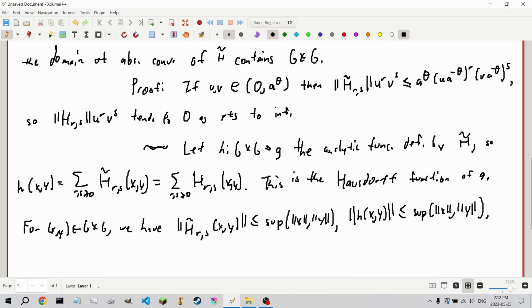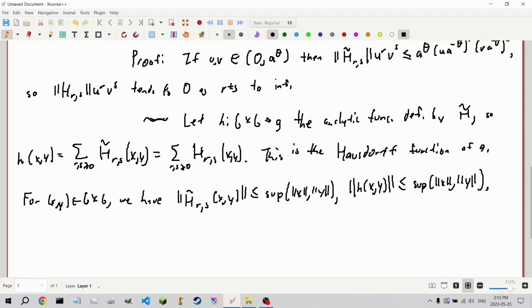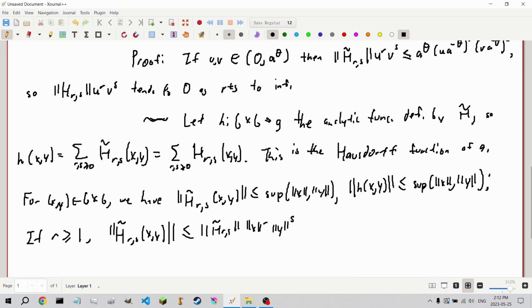So the second is obviously just a rewording of the first. And for the first, if R is at least 1, otherwise it's trivial, and we have this by symmetry for S as well: h tilde of R comma S of x comma y is at most the norm of h tilde of R comma S times the norm of x to the R times the norm of y to the S, which is at most the norm of x times the norm of x over a theta to the R minus 1 times the norm of y over a theta to the S, which is going to be at most the norm of x.